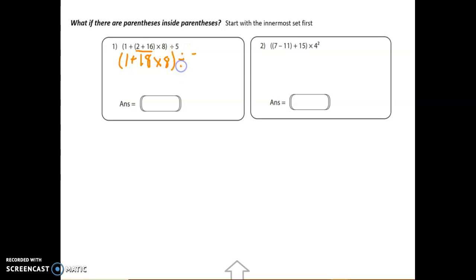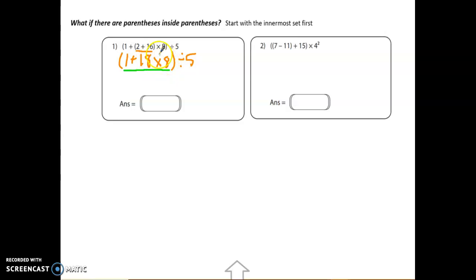I apologize, guys. I'm working with a stylus, so I hope my writing is legible for you. Once you get rid of that first innermost set of parentheses, then we still have a set of parentheses, which, as we know in order of operations, comes next. So we're going to work within this set.